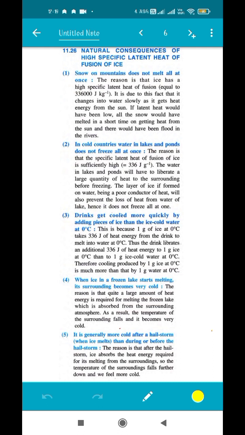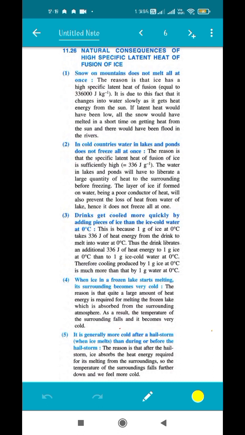If latent heat would have been low, all the snow would have melted in a short time. So in order for ice to melt also, it has to take a lot of heat from the surrounding areas to melt. But that much heat is not available at once. So slowly the ice will melt. So for water, in order to freeze, it has to release a huge amount of heat. But for ice, in order to melt, it has to absorb a huge amount of heat.